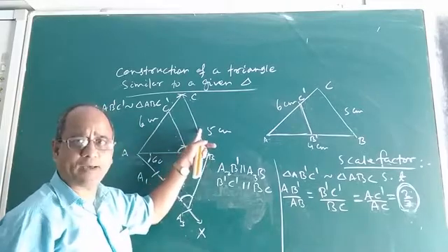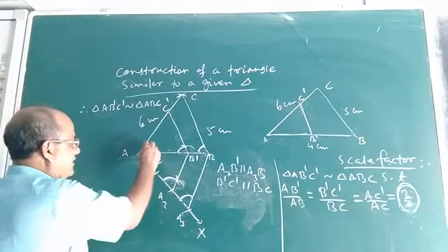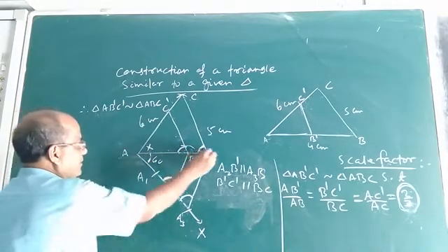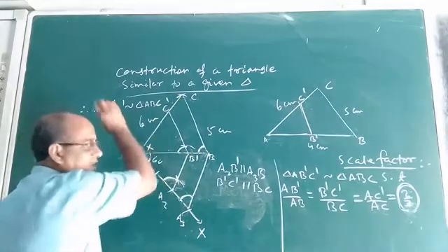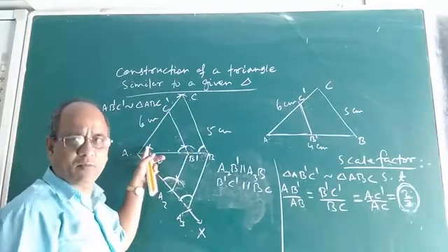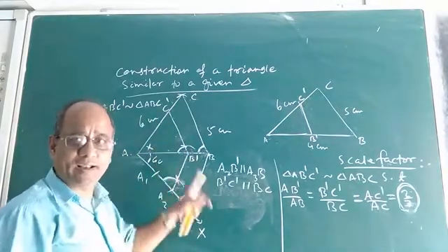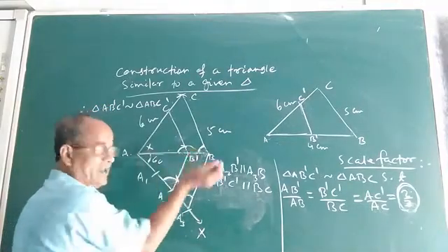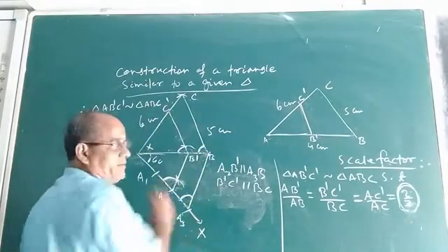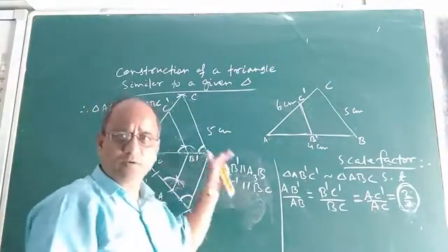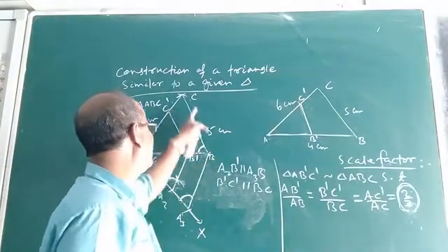So, no doubt they are equal. This and this line are parallel, so these two angles are equal. And look at angle A, this angle BAC is equal to angle B dash AC dash. This is a common angle. Angle A is common in the two triangles ABC and AB dash C dash. So, by angle similarity, triangle AB dash C dash will be similar to triangle ABC. Thus, we justified that triangle AB dash C dash is similar to triangle ABC.